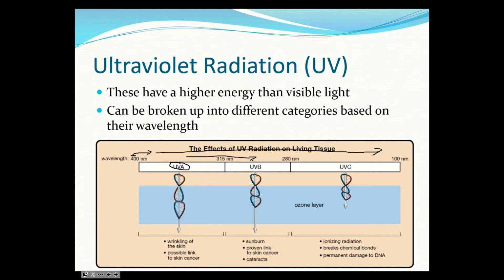And then as we get higher energy, we get into UVB, which can cause a sunburn, a proven link to skin cancer, and cataracts in your eyes. So this is not good to be around. And then even higher energy UV would be UVC. It's ionizing radiation, which we'll talk about in a sec, and it can cause permanent damage to your DNA. And you'll see the ozone layer is here, and this is because the ozone layer protects against these high energy UV photons, right? So if there's an ozone layer in the way, it blocks out these guys, and we don't get exposed to this damaging UV radiation.